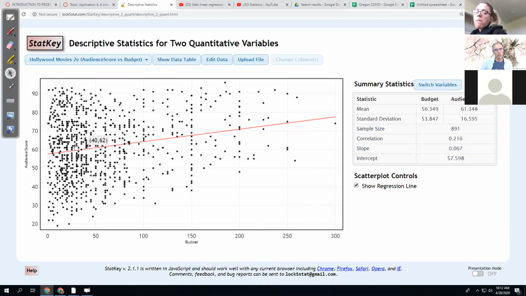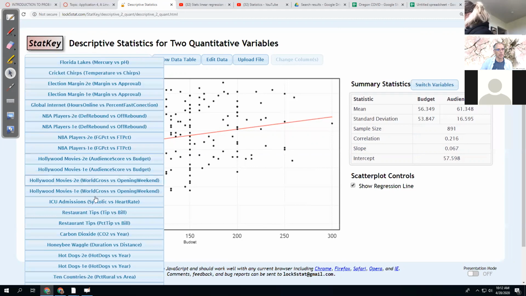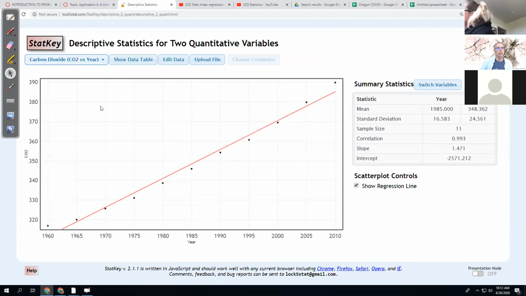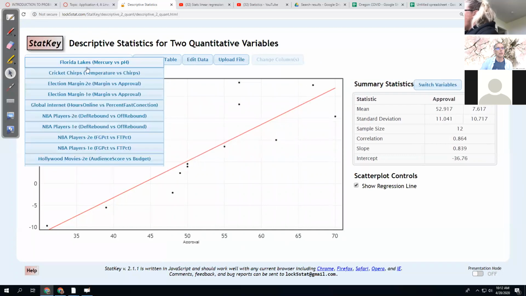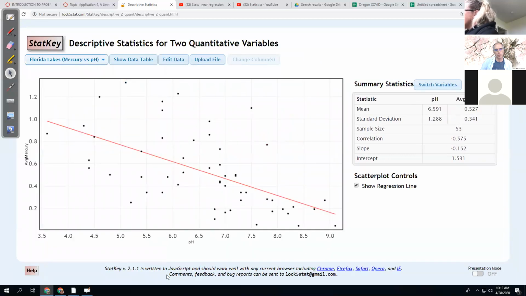So correlation tells us two things. If it's positive, it's going uphill. If it's negative, it's going down. Let's see, do we have any negative ones here? Nope. I know there were negative ones somewhere. There we go, negative. So this one shows as the pH increases, the average mercury level decreases. Notice the correlation is a negative number. So 0.5 is in the middle of weak and strong, and negative just means downhill.